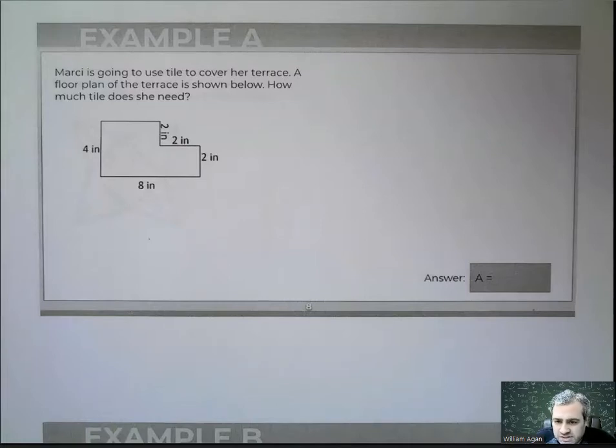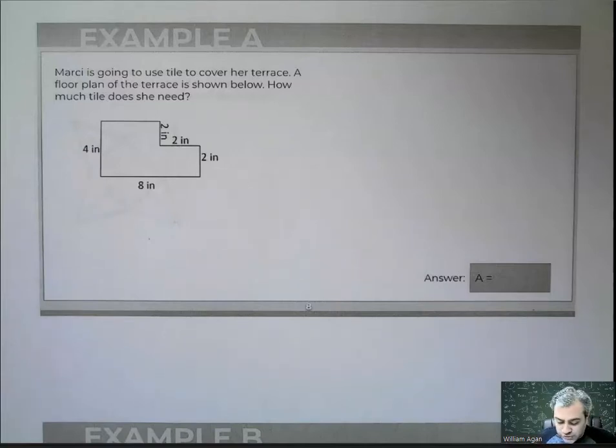So, with a problem like this weird L shape, we don't have a formula for the area of that shape. We have formulas for rectangles, triangles, quadrilaterals, circles, but we don't have one for this. So what you have to do for a problem like this is break it up. Put little lines in there and break it up into shapes that you do know.